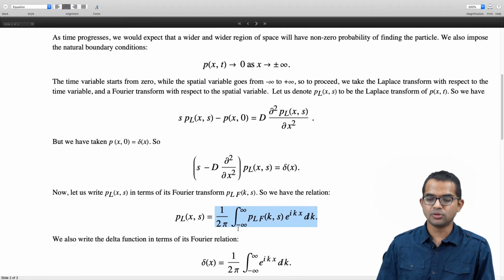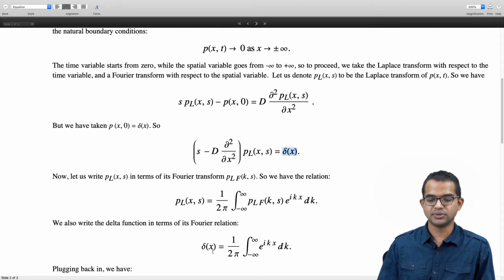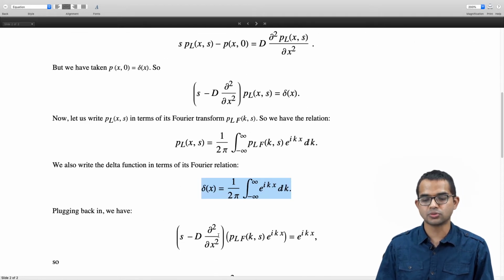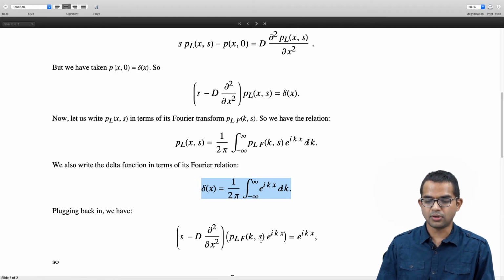We also use this integral representation for the delta function, which is simply given by this integral, right? So if we plug this in, we have on the left hand side (s minus D times ∂²/∂x²) P_LF of k comma s, then e to the i k x is the same as e to the i k x, right? So we have compared the integrands on both sides. This side has an integral, and this side also has an integral.